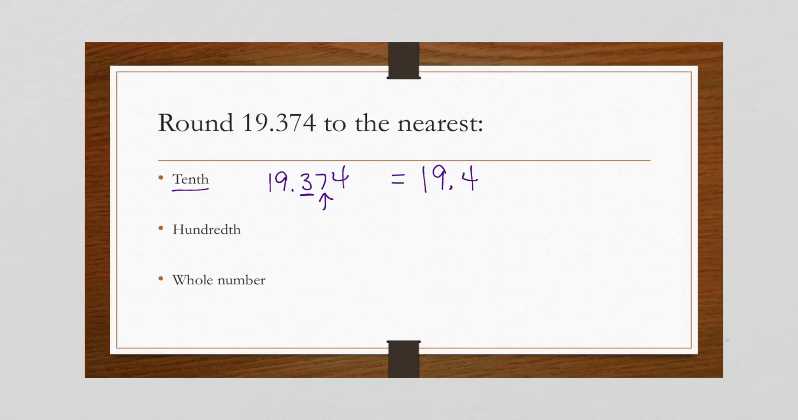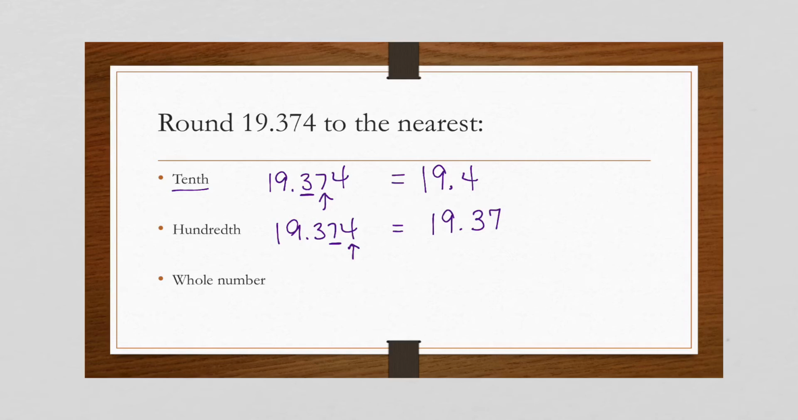Okay, so now let's round to the hundredths place. So I'm going to underline the hundredths place and I'm going to look at the number immediately to the right of it. Because it's not 5 or greater, I don't have to round that number up, so I just get 19.37. And notice I drop everything else. I don't have to put a 0 there. That's because it's to the right of the decimal. If it were to the left of the decimal, I would have to put zeros, but when it's to the right of the decimal, you don't.